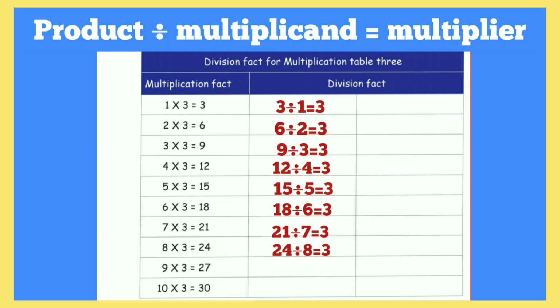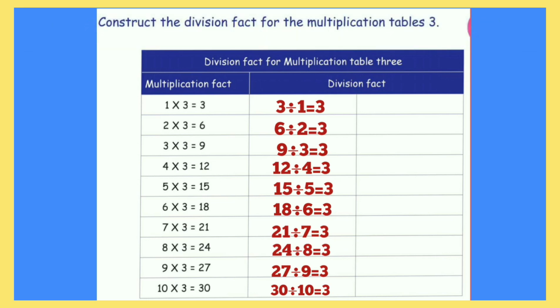Next, the product is 27, multiplicand 9 and the multiplier 3. So, the division fact is 27 divided by 9 equal to 3. Next, the product is 30, multiplicand 10, multiplier 3. So, the division fact is 30 divided by 10 equal to 3. Children, let's divide using the multiplier.